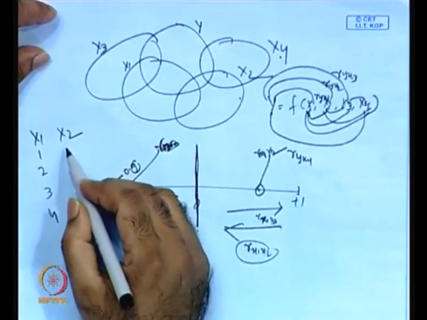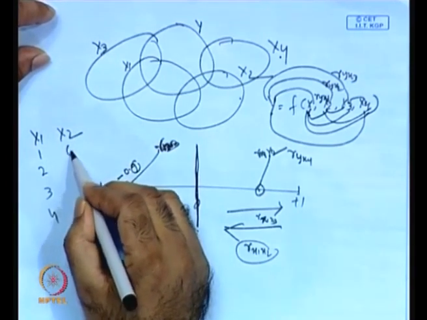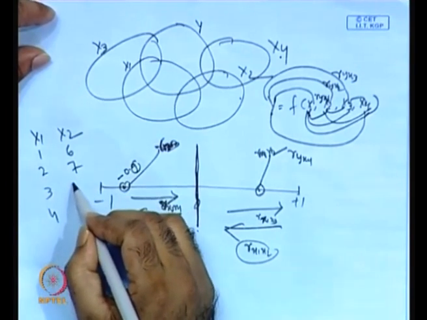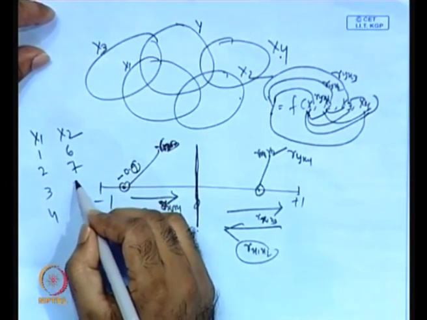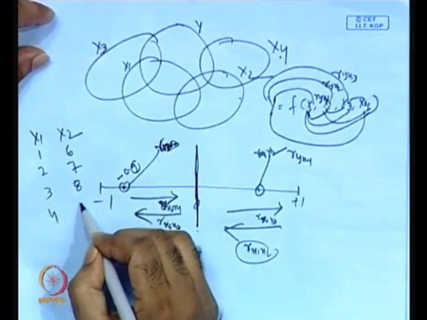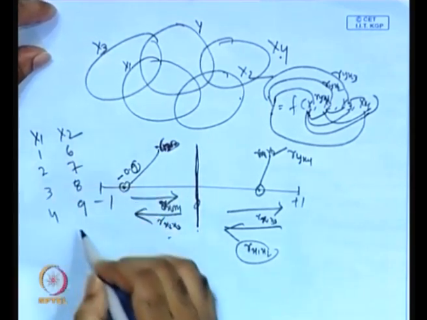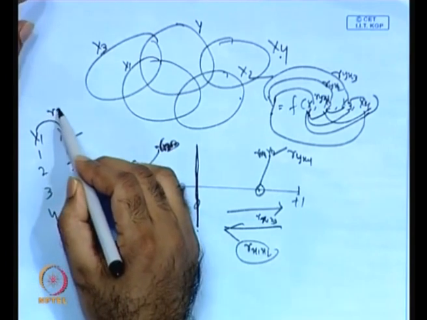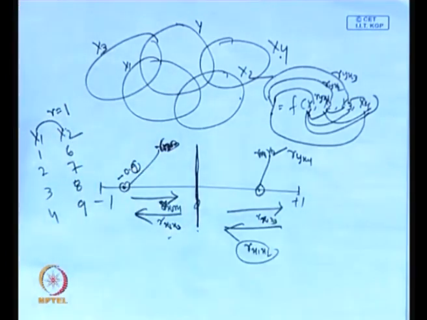So let's say x1 and x2. I will put 1, 2, 3, 4 only. Then by default I will put here 6, then 7, then 8, then I will put here 9. So this is one series and this is another series. I would like to correlate them, and I think I will get positive correlations.